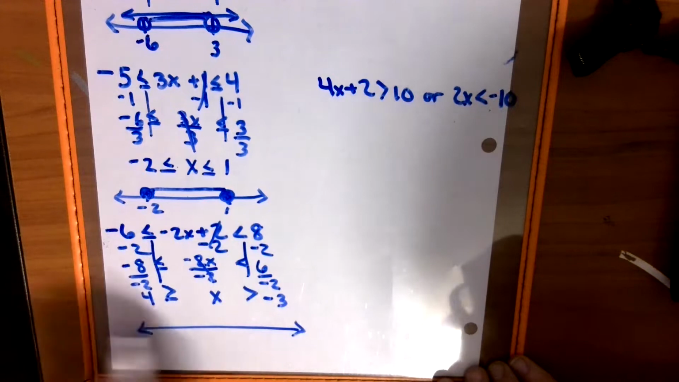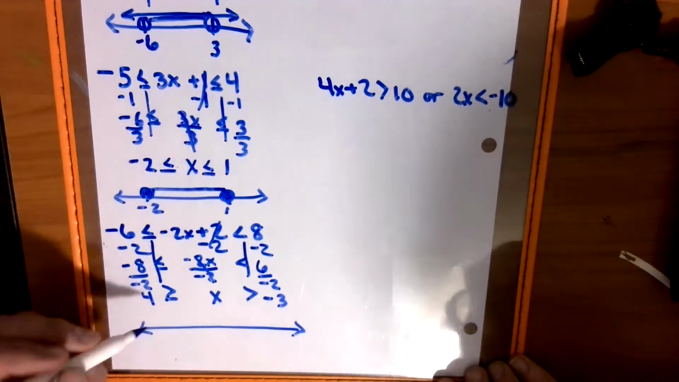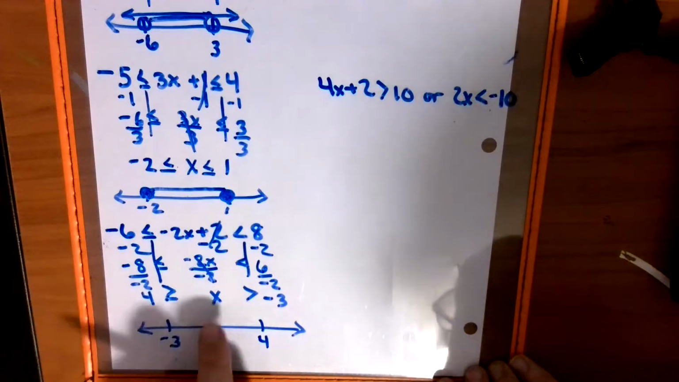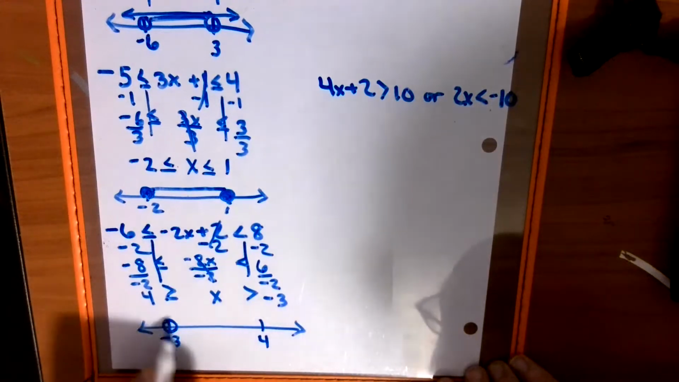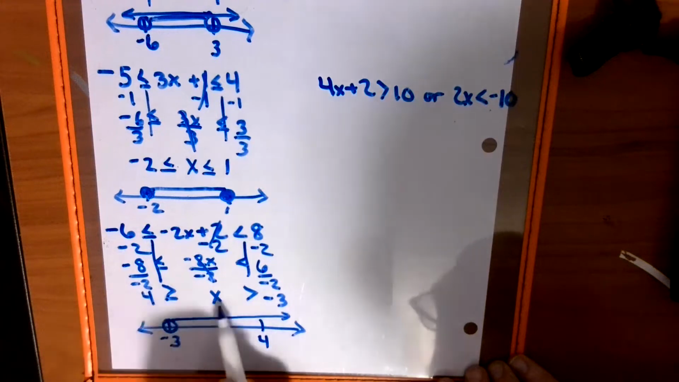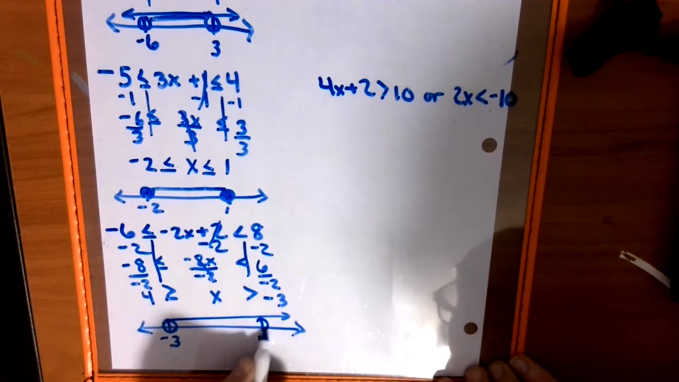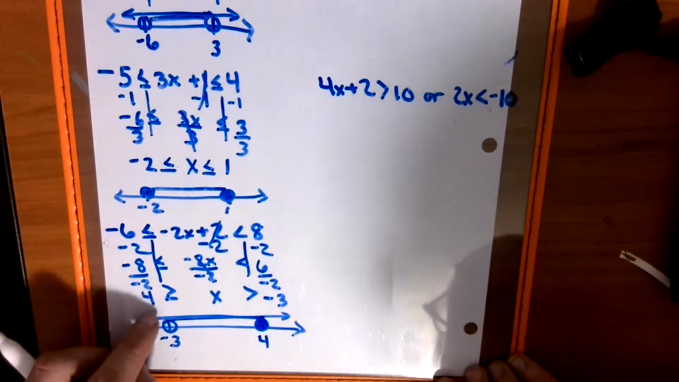See how my 4 is down here? And normally I'm just dropping my numbers. Well, we kind of got the opposite thing going here. So we need a 4 down here and a -3 down here. X is greater than -3. That's an open circle shooting this way. And x is less than or equal to 4. Shooting this way.